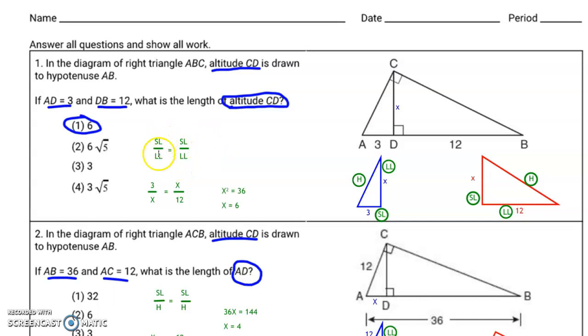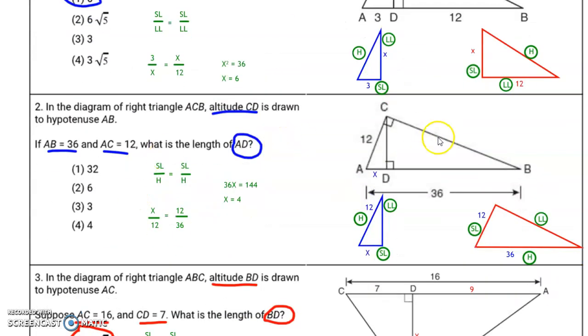For example, the short leg and the long leg of that smaller triangle is 3 and x respectively. That's what it shows here. And then the short leg and long leg of the larger triangle is x and 12 respectively. That's here. I cross multiply. Sometimes we call it crisscross applesauce. If you're cool, you get x squared equals 36, and the square root of both of those gives you the fact that x is equal to 6.